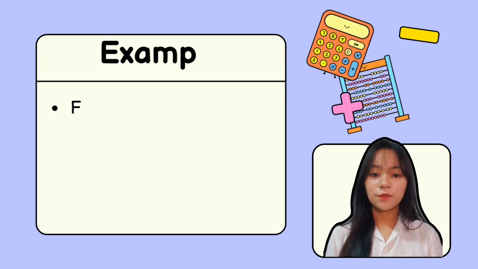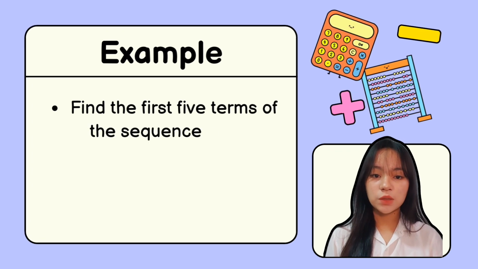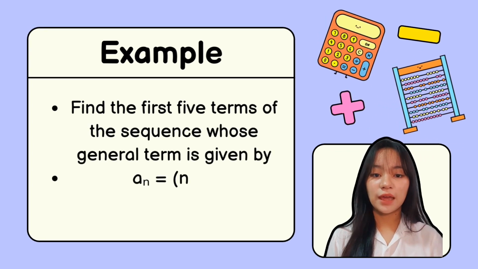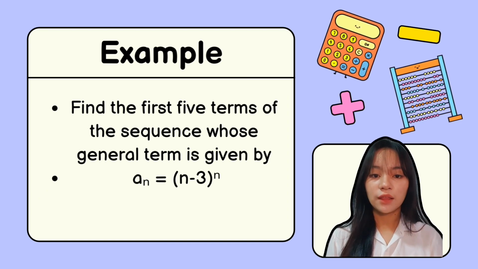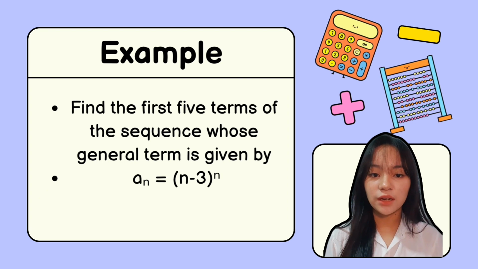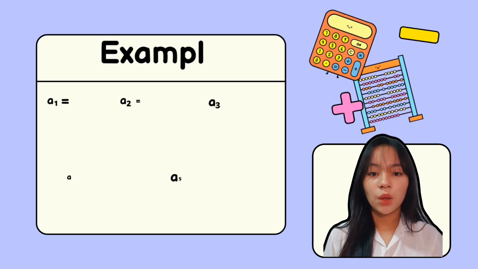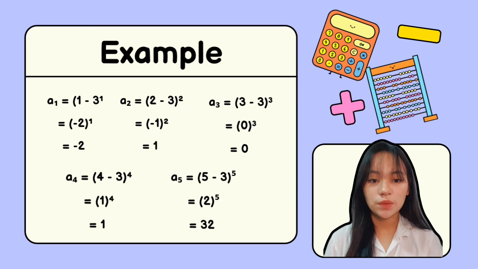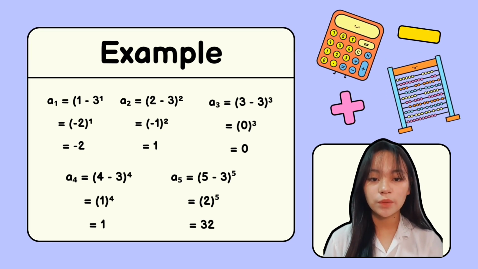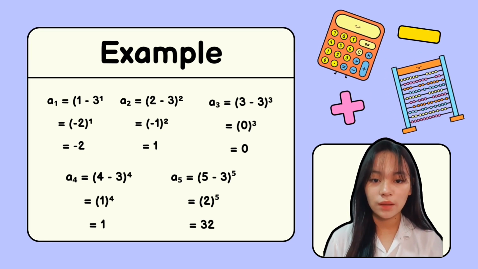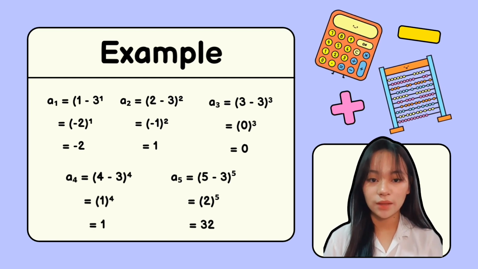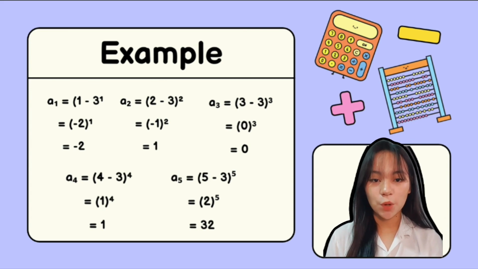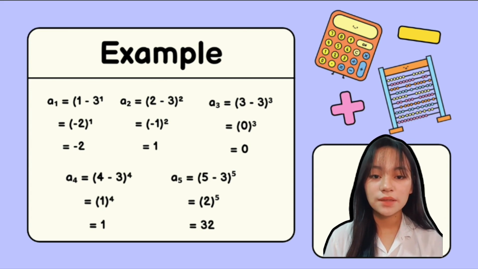So, find the first 5 terms of the sequence whose general term is given by a sub n is equal to the quantity of n minus 3 raised to n. When we are substituting the first term, we are going to substitute it by 1, and with the second term, we will be substituting it by 2, and so forth with n. On the first term, we will change the n to 1 since we are substituting the first term.